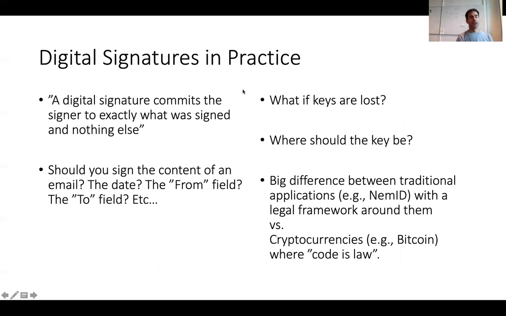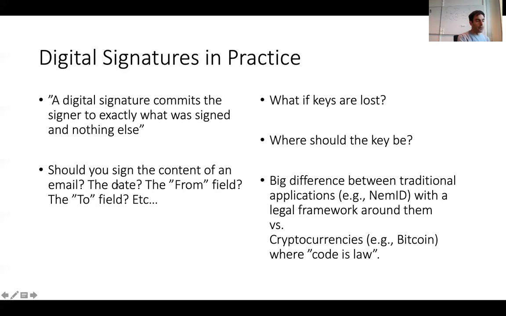So let's go forward. What are some other things that you need to worry about when using digital signatures in practice? The first thing, which the book has in bold, is a quote from the book, which might seem a trivial statement, but it's very important. It is that a digital signature commits the signer to exactly what was signed and nothing else. This is very important because when you use digital signatures in an application, you might have the choice of choosing exactly what should be signed.